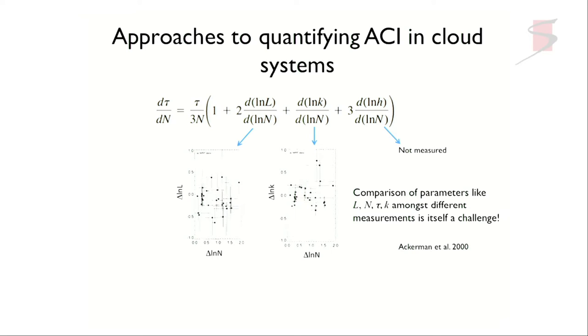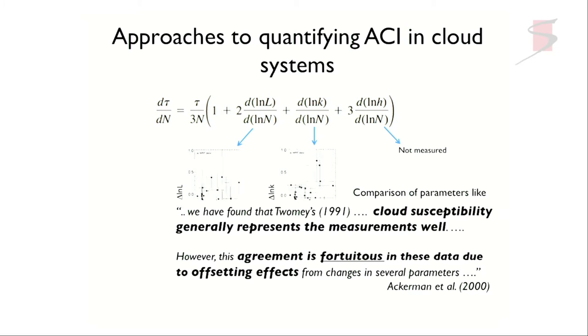Here are observations from the MAST ship experiment. Change in liquid water as a function of change in N: points all over the place. Change in distribution breadth as a function of N: points all over the place. And Andy makes the statement, we've found that Twomey's cloud susceptibility generally represents the measurements well. However, this agreement is fortuitous in these data due to offsetting factors from changes in several parameters.